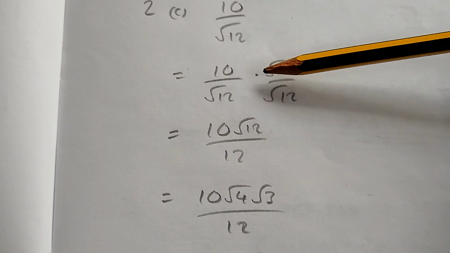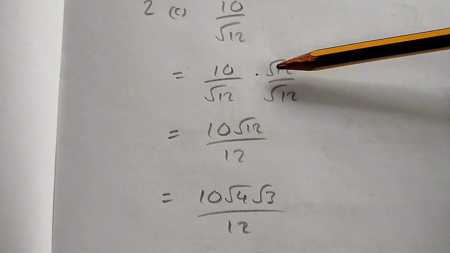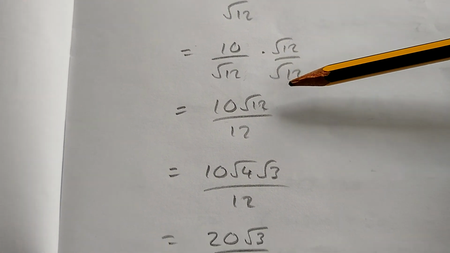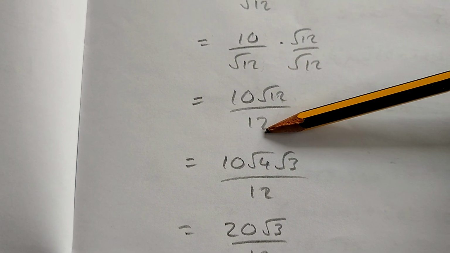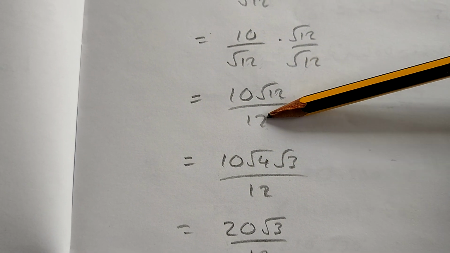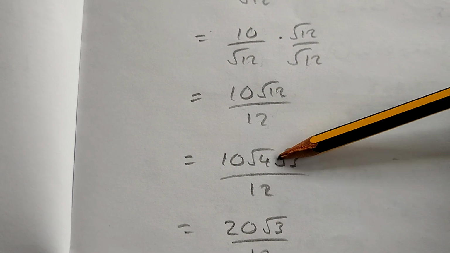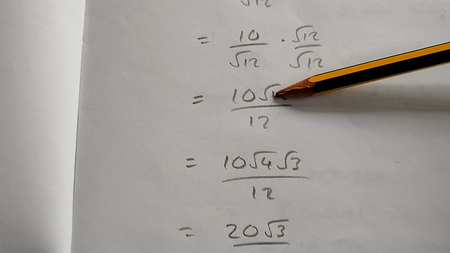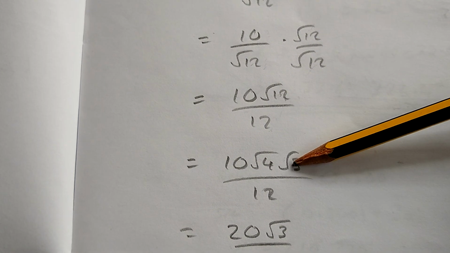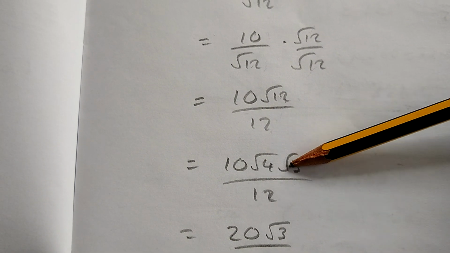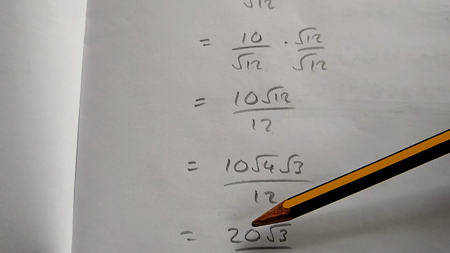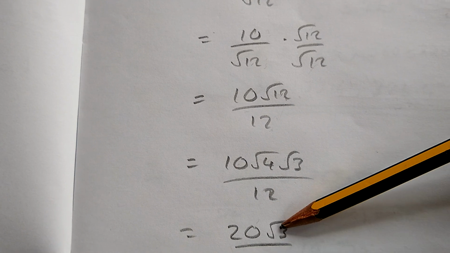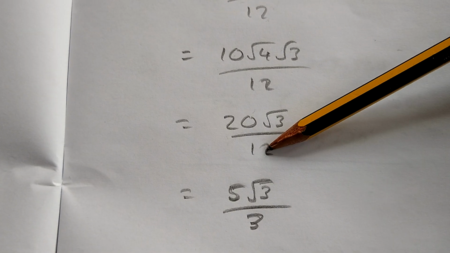So multiplying numerator and denominator by root 12 over root 12, it'll be 10 root 12 over 12. Remember, root 12 times root 12 is just 12, guys. I'm now going to simplify this. Root 12 is root 4 root 3, which will be 2 times root 3. So I've got 10 times 2, which is 20, root 3 divided by 12.